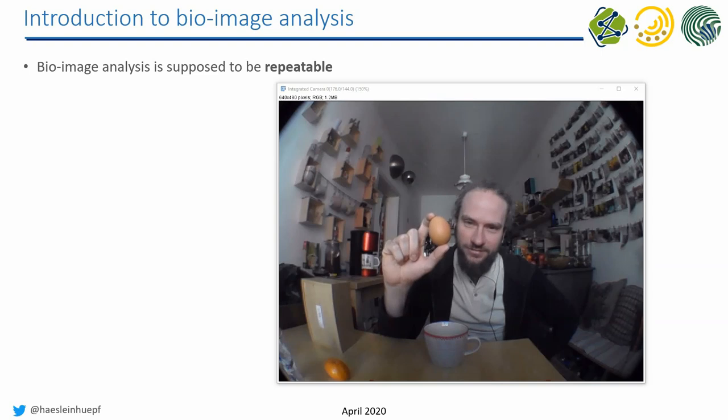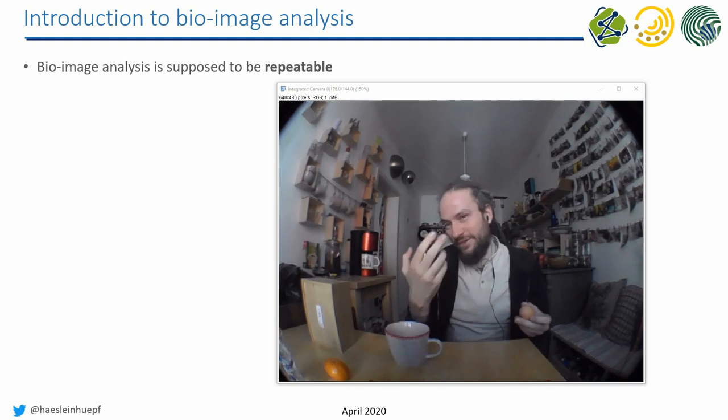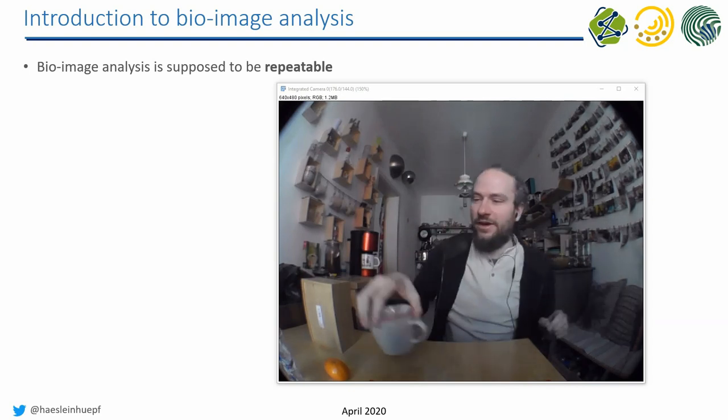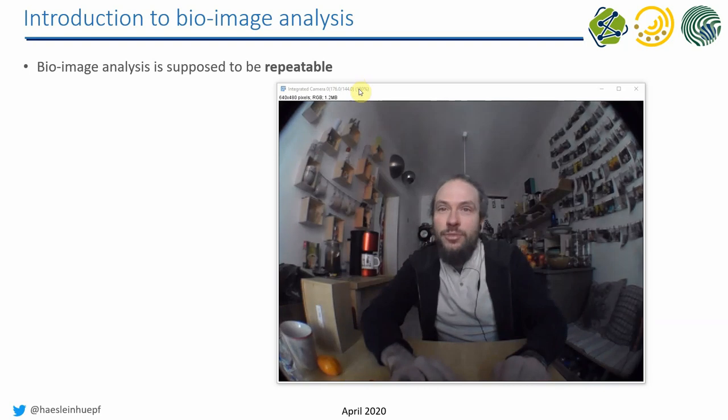This is an egg. I will now drop it into this cup. But do you think this experiment is repeatable? Could I do it again with the same egg? Maybe not. And that's a property of the experiment. It does not have something to do with documentation, right? So that's the difference between repeatability and reproducibility.